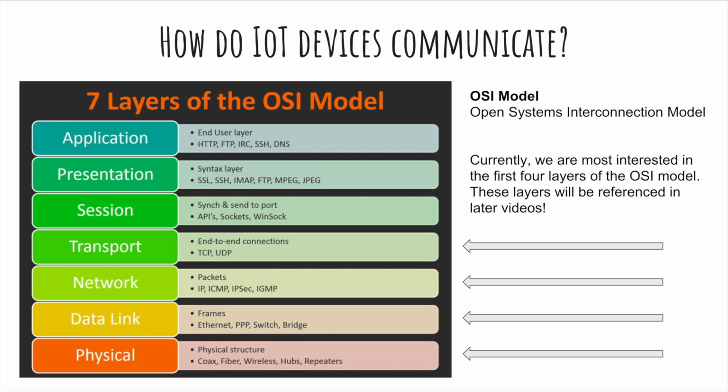The OSI model stands for Open Systems Interconnection Model. Currently, we're most interested in the first 4 layers of this model because these layers will be referenced in later videos. Now, let's review some of these layers. The physical layer is exactly how it sounds. It's the wires and hardware needed to connect you to the internet.